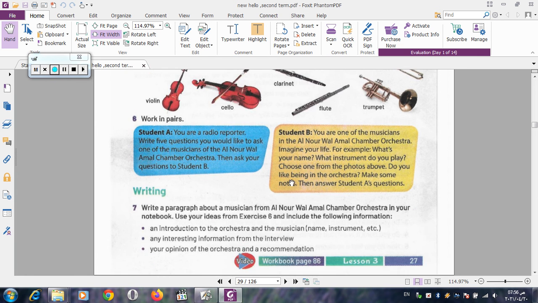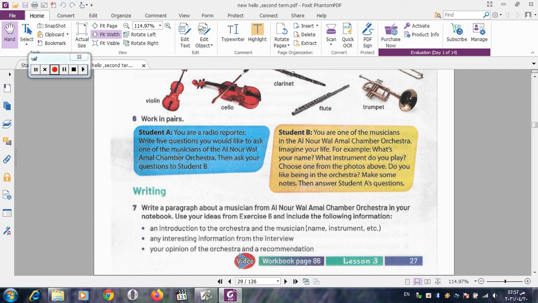Student A and student B, you are a radio reporter. Write 5 questions you would like to ask one of the musicians of the An-Nour Wal Amal Chamber Orchestra. Then ask your questions to student B. Student B, imagine that you are one of the musicians in the An-Nour Wal Amal Chamber Orchestra. Imagine your life, for example, what's your name?